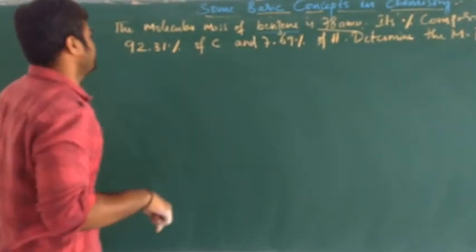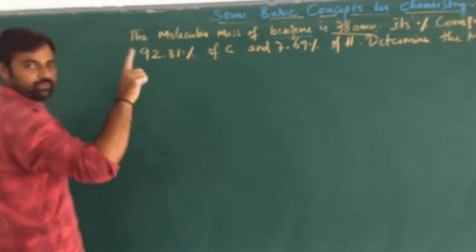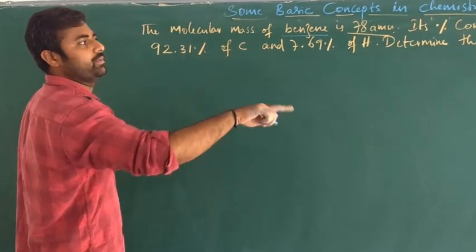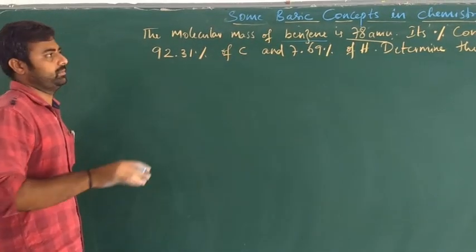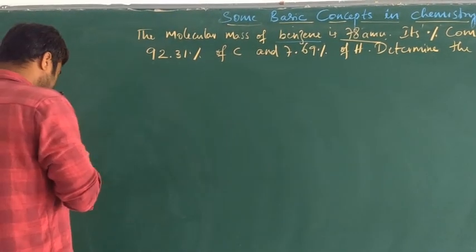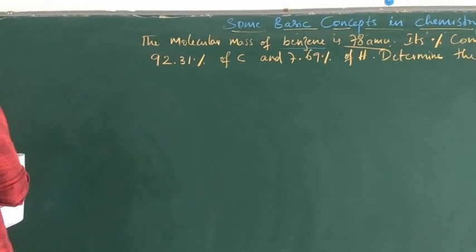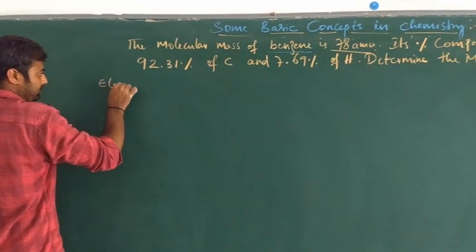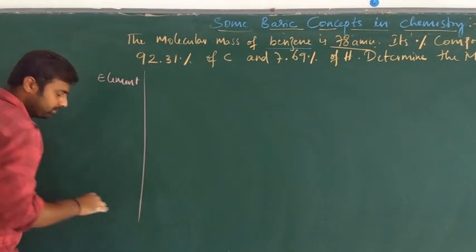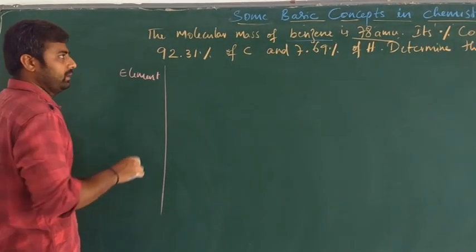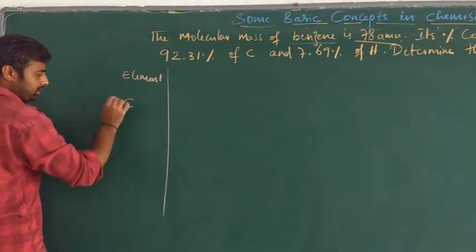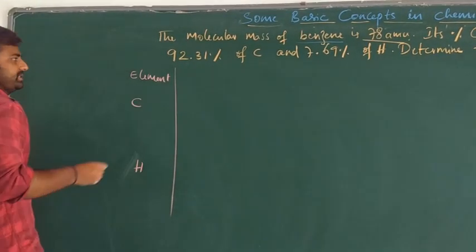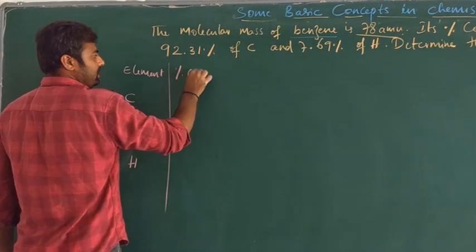Its percentage composition is 92.31% of carbon and 7.69% of hydrogen. Determine the molecular formula of benzene. That is the compound. This is the given data. So with the help of this data, first you have to write the first column: what are the elements they have given? That is carbon and hydrogen, right? The second step, you have to write the percentage composition.